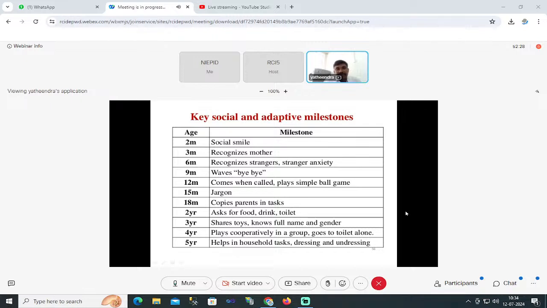Speech you can see by 15 months, jargon speech. At 18 months, they can imitate parents. At 2 years, they ask for food, drink, toilet; all these activities come by 2 years. Then at 3 years, sharing of toys; at 4 years, cooperation in the group; and helping with other activities at 5 years. So these are the social and adaptive milestones.